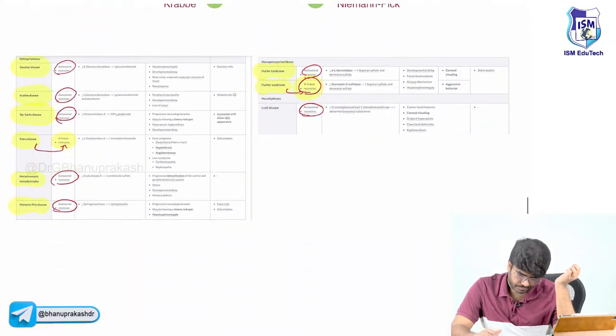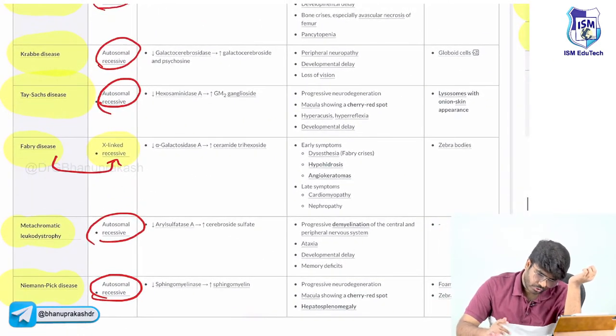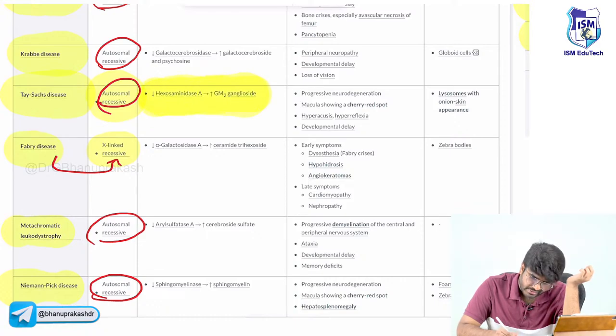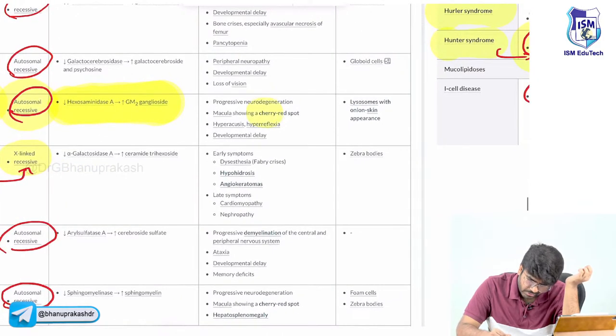Look here. We have already discussed Tay-Sachs. It is autosomal recessive. There is hexosaminidase A deficiency, so GM2 gangliosides levels are going to be elevated. You are going to have cherry red spot in the macula, and there is progressive neurodegeneration. There is onion skinning of the lysosomes.